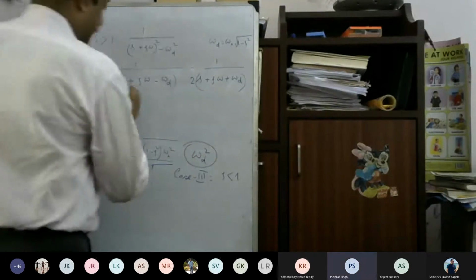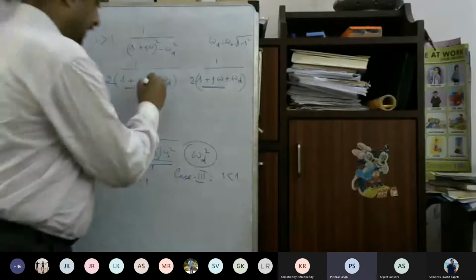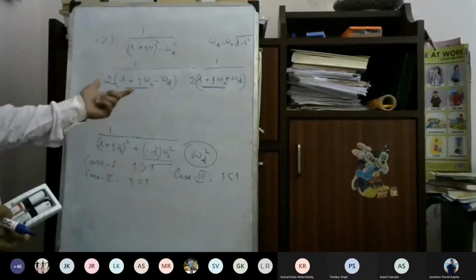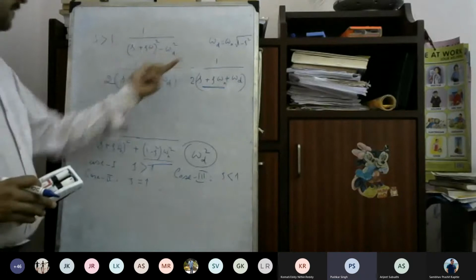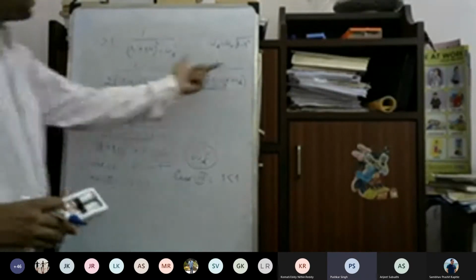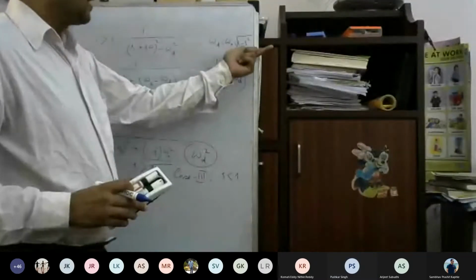Okay. Sir, you will replace it by omega. Yes, omega n replace. So you will replace 1 minus zeta square into omega n square by omega d square, right? Omega d is equal to omega n times under root 1 minus zeta square.